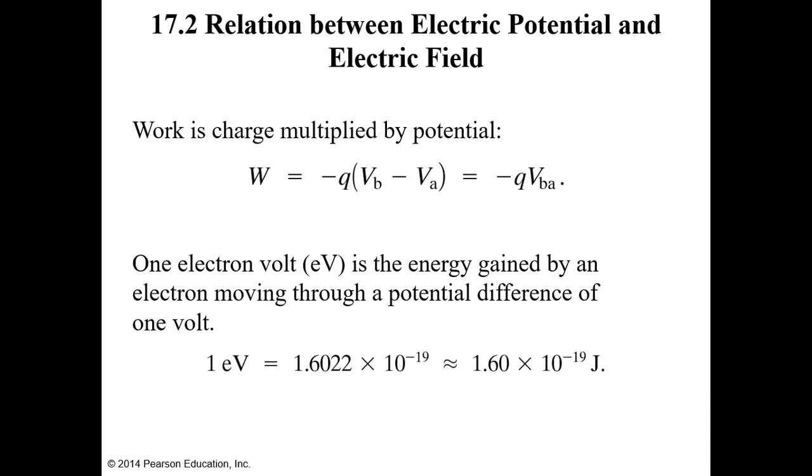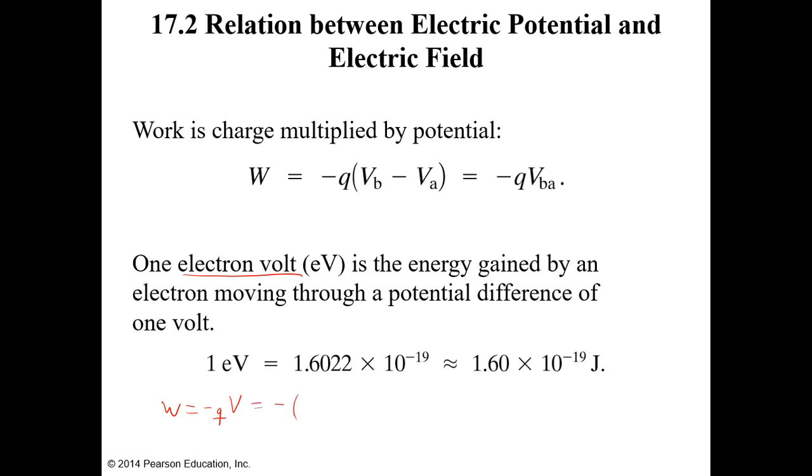So work, we already looked at this earlier. Work is negative Q times the change in electric potential. And so that introduces a new unit of energy that we can use for the scale of electrons and atoms. This scale of energy is known as the electron volt, or eV. 1 electron volt is the energy gained by one electron, so the charge of one electron, through a potential difference of 1 volt. So work is equal to negative QV.